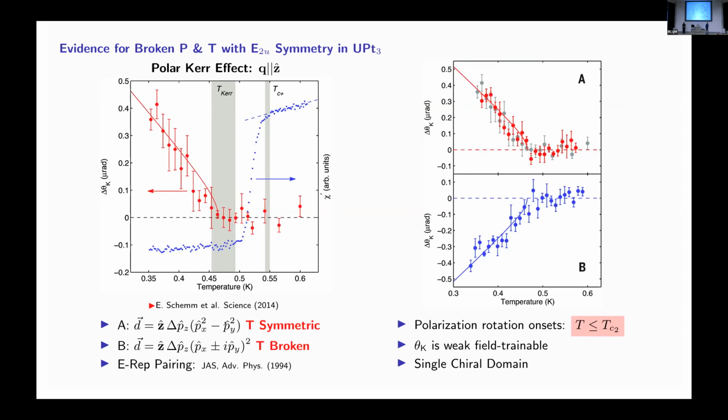Okay. A question here. When you break this mirror and the time reversal symmetry, why do you have a single domain? Why do you have a single chiral domain? So in this case you get a nice signal, but these days people can do space-resolved scanning. So are you sure it's really a single domain?